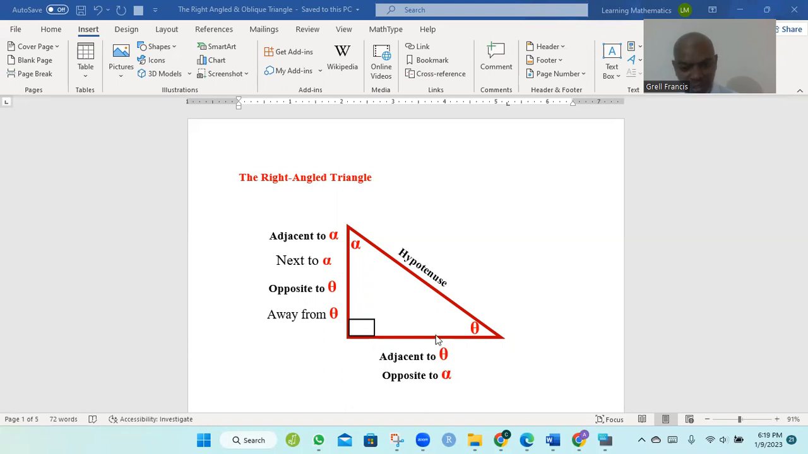Now, this horizontal side applies also. As you can see, it is next to theta, so it can be called adjacent to theta. However, it is opposite to alpha. It is away from alpha and can be called opposite to alpha. So the hypotenuse depends on the 90 degrees of the box, and the other two sides depend on the acute angle that you are referring to.